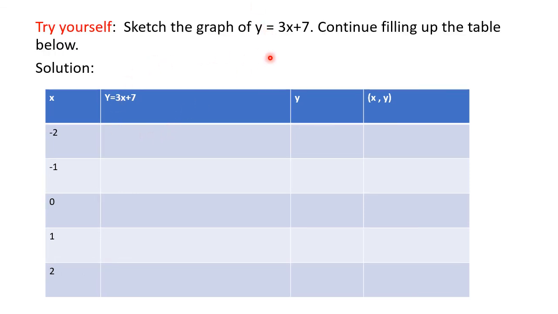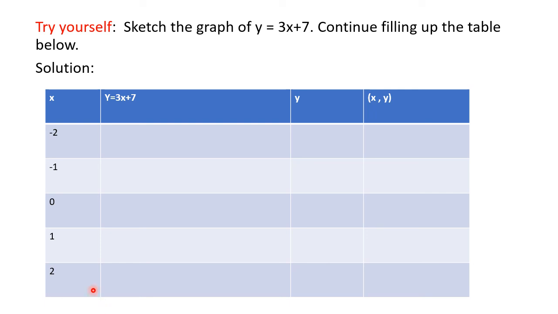The same thing for this. Try yourself y equals 3x plus 7. So continue filling up the table. Substitute your x there, then solve y, then the point x and y. If you want to know the answer, the graph of this one, you can have that on the next page.